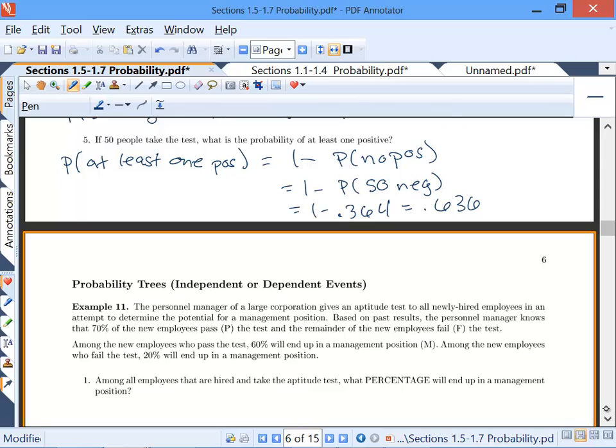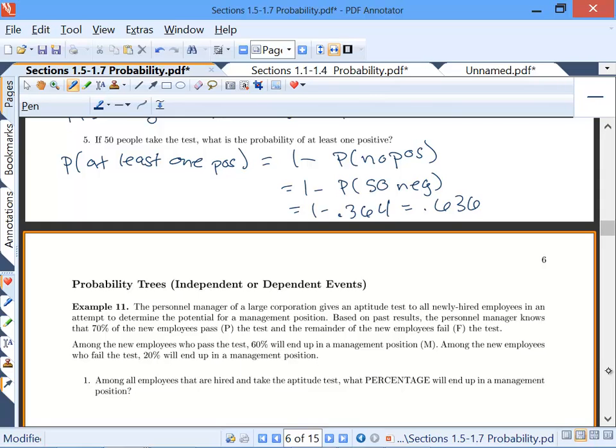So at this point, you would technically be able to finish everything in the section, but we have a technique that makes things easier for us. Okay? So we like to do probability trees. These are useful for independent or dependent events. Either way. So, for example, the personnel manager gives an aptitude test to all their newly hired employees in an attempt to determine their potential. Based on the past results, the personnel manager knows that 70% of the new employees pass the test and the remainder of the new employees fail. Among the new employees who pass the test, 60% will end up in a management position.